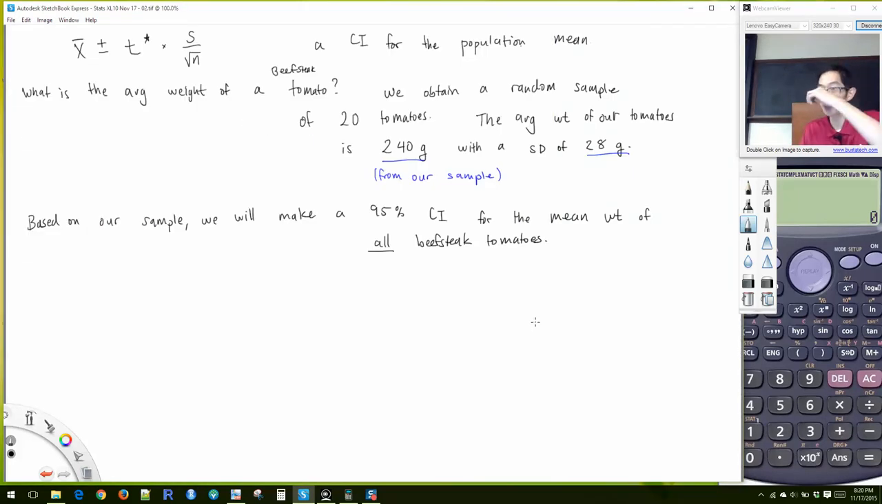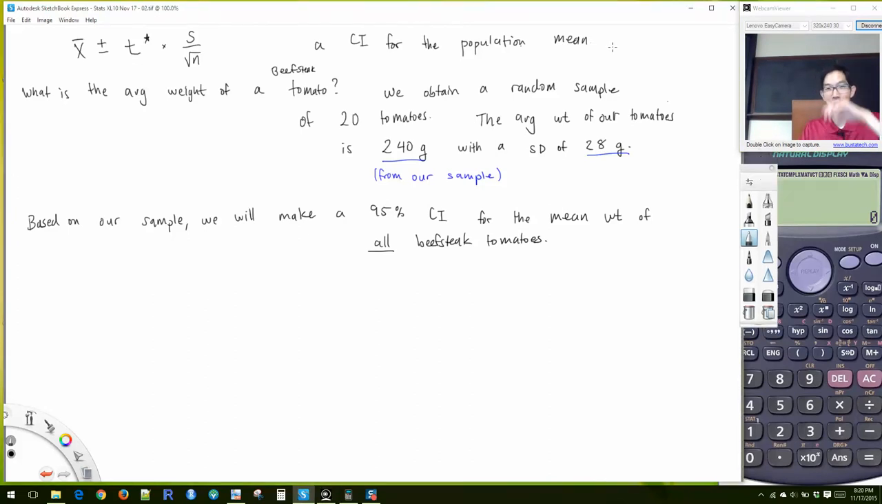I don't know, maybe they're much bigger, who knows? I'm making up this data. If you're a tomato farmer, don't get mad at me here. It is quite clear that I know nothing about tomatoes here.